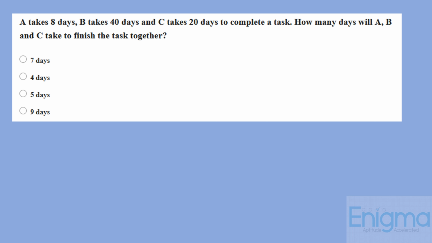A takes 8 days, B takes 40 days, and C takes 20 days to complete a task. How many days will A, B, and C take to finish the task together? Now, let's solve this question in two ways. First one is the traditional way. So we solve it by inverting all the days.